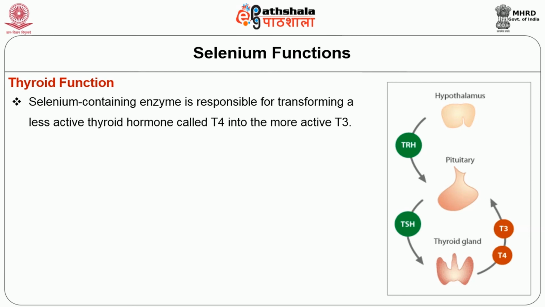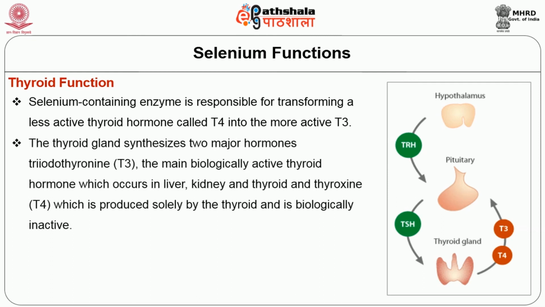Thyroid function. Selenium-containing enzymes are responsible for transforming a less active thyroid hormone called T4 into the more active T3. The thyroid gland synthesizes two major hormones: triiodothyronine, that is T3, the main biologically active thyroid hormone, which occurs in liver, kidney, and thyroid; and thyroxine, T4, which is produced solely by the thyroid and is biologically inactive.